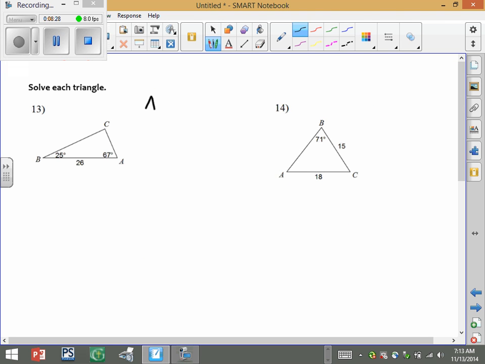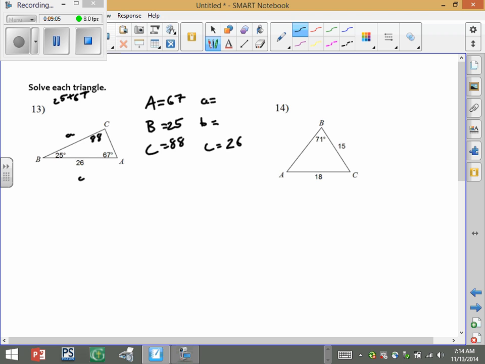This is where you have to do A, B, and C. Find all those pieces. So right now we've got angle B is 25. We got angle A is 67, and we've got side C is 26. To get angle C, 25 plus 67 is 92. So we'd subtract that from 180, and we can see that angle C is 88 degrees. So we've got one piece done. Now I guess maybe we'll go find side A.